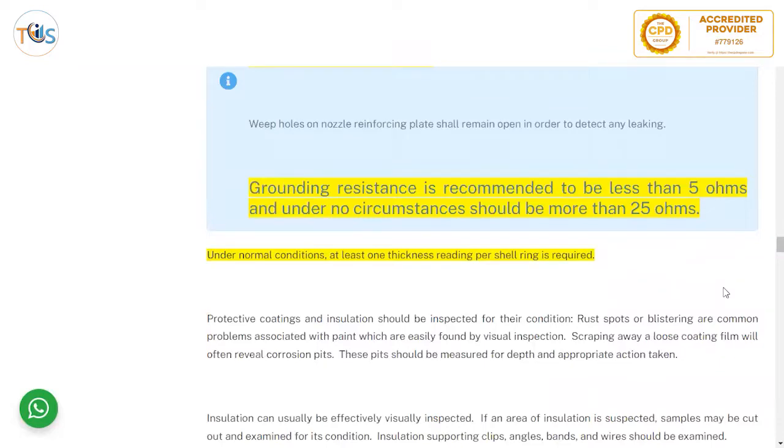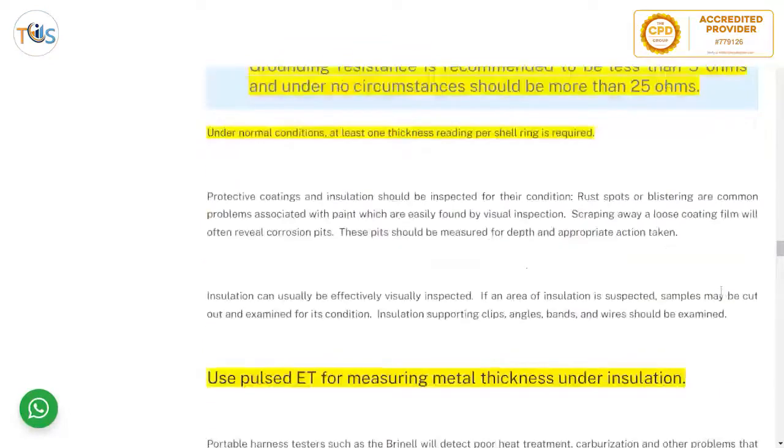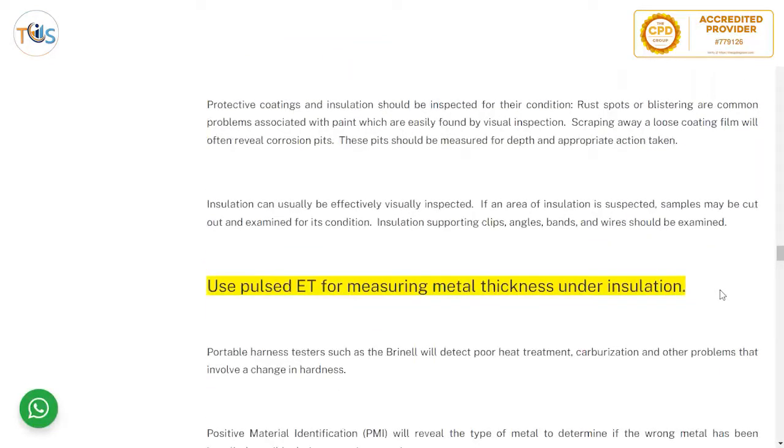The earthing. Under normal condition, at least 1 thickness reading per shell ring. Protective coating and insulation should be inspected for their condition. Again, rust spot or blistering are common problems. Scraping away a loose coating film will often reveal corrosion pits, and they should be measured with the pit depth measurement instruments.